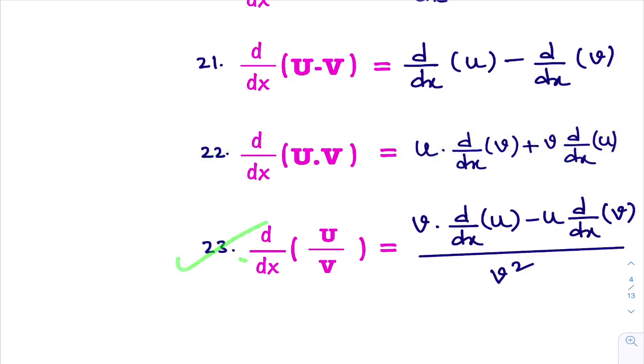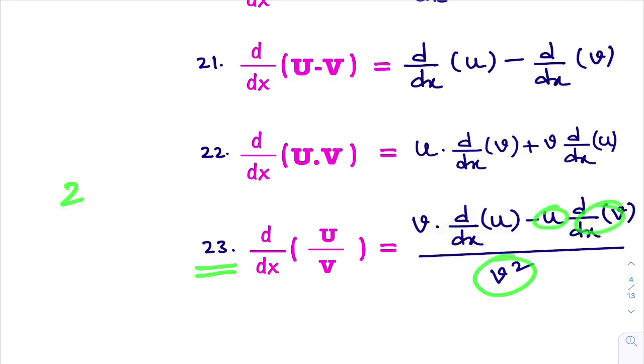Derivative of u by v, this is known as quotient rule. Derivative of u by v starts with v. V into derivative of u minus u into derivative of v divided by v square. So derivative of u by v is what? V into derivative of u minus u into derivative of v divided by v square.